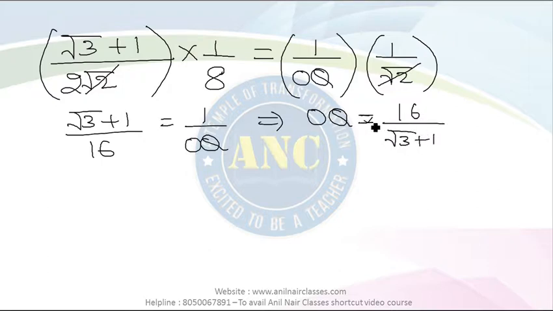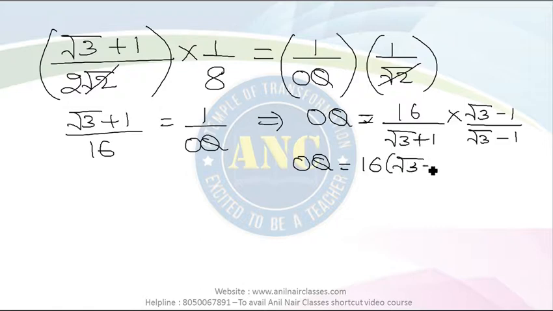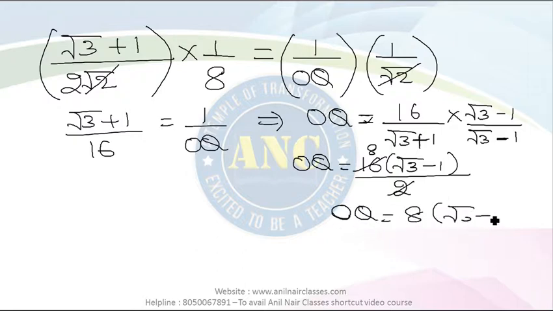But I don't want a surd to be in the denominator, which I also explained why it is like that in my surds and indices class. Rationalize the denominator. Multiply and divide by root 3 minus 1. So OQ will be 16 into root 3 minus 1 divided by A plus B into A minus B, A square minus B square, root 3 square minus 1 square, 3 minus 1 is 2, 2 into 8. So OQ value finally happens to be 8 times of root 3 minus 1.